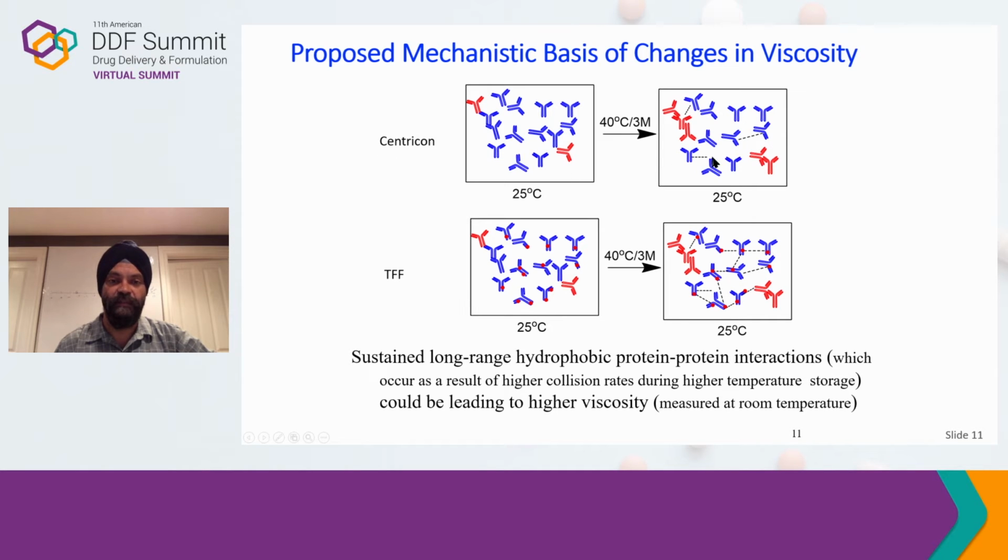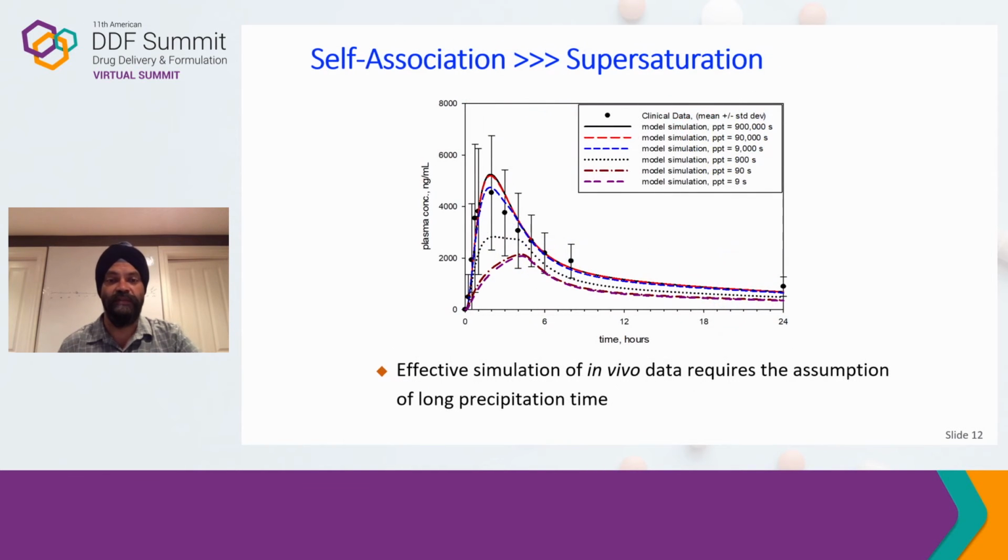In our case, we had a similar behavior observation: when you have a centricon process, as shown in the top plots, at a higher temperature, yes, the protein does have a propensity to form associations with each other. But when you have the tangential flow filtration process, that propensity is higher. Those sustained long-range hydrophobic protein-protein interactions have a higher propensity to form using a process where the protein surface is more exposed. Now, this is an example of self-association that leads to challenges for a protein formulation on storage. Now, I'll switch gears and talk about self-association that can lead to supersaturation for small molecules.